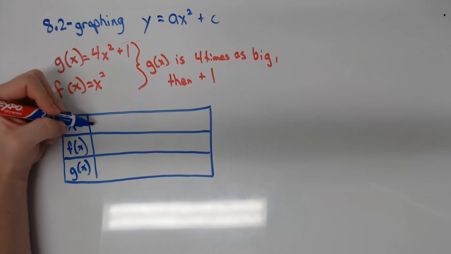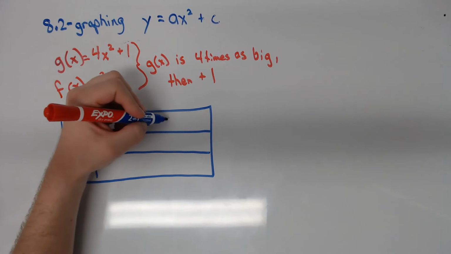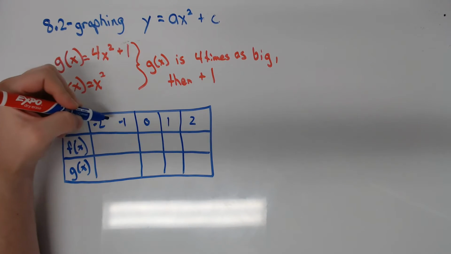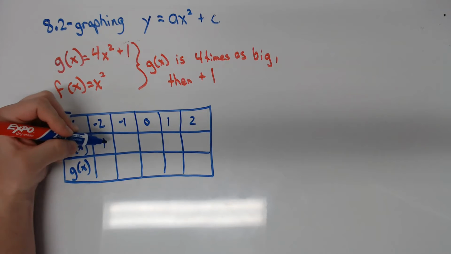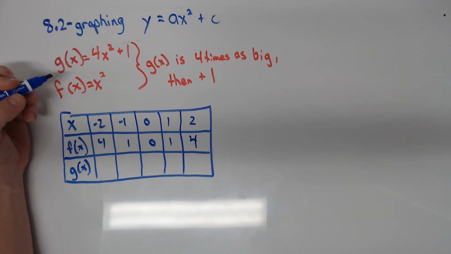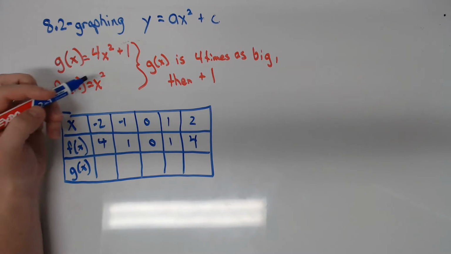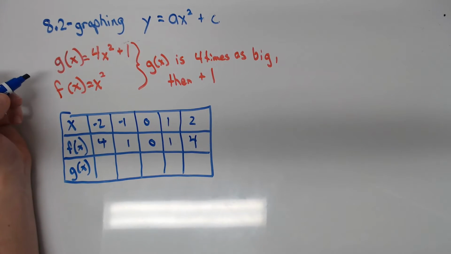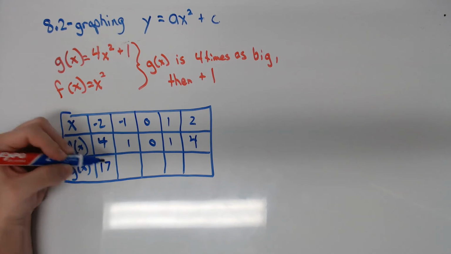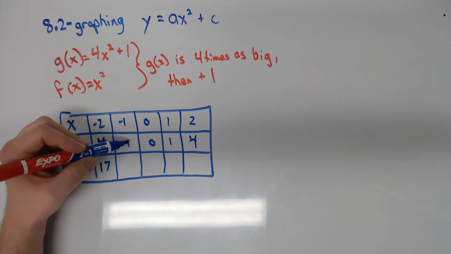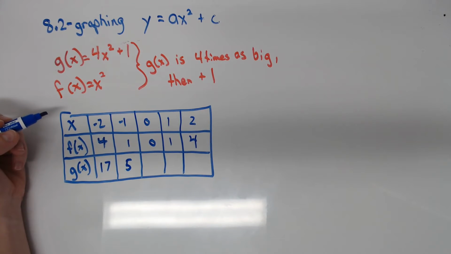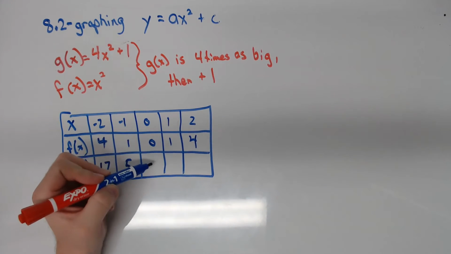Make ourselves our table again. Same 5 numbers. Again, in the future, we'll find a way to do this a little faster than just figuring out the numbers, but for now, it's honestly not too slow. Get used to the process and it won't be too much for you. So, 4 times as big, then plus 1. What's 4 times 4? That's 16, plus 1 is 17. 1 times 4 is 4, then plus 1 is 5. 0 times 4 is 0, then plus 1 is 1.